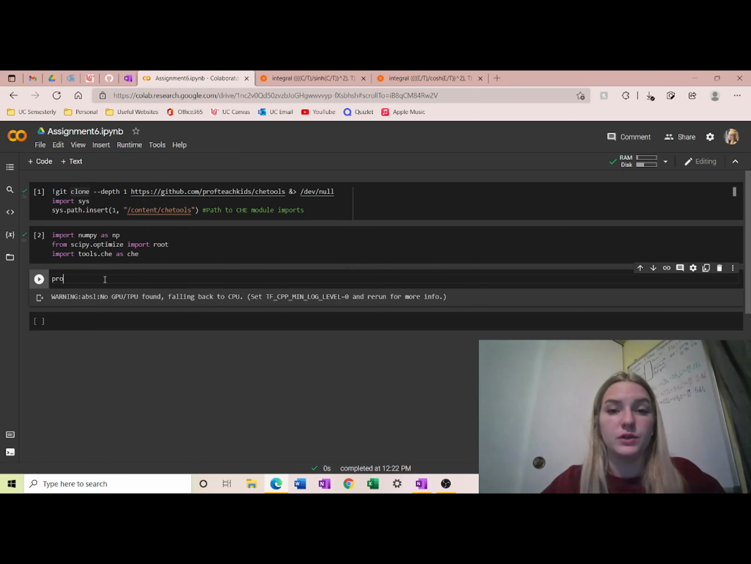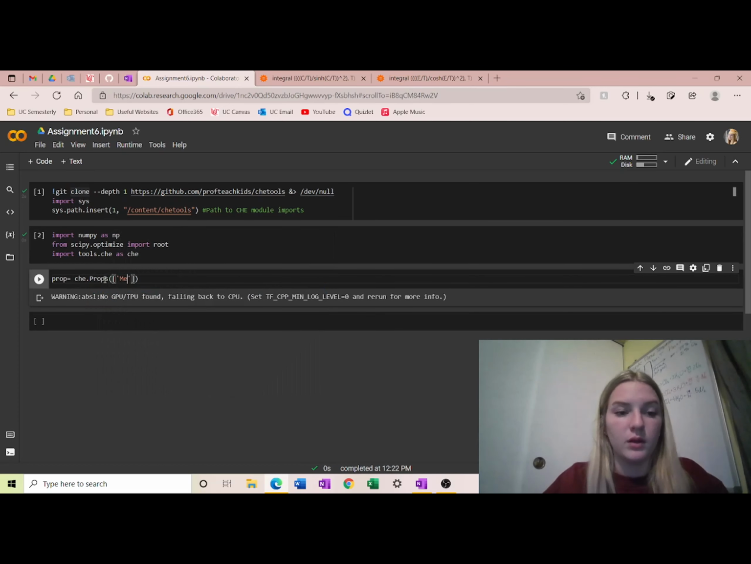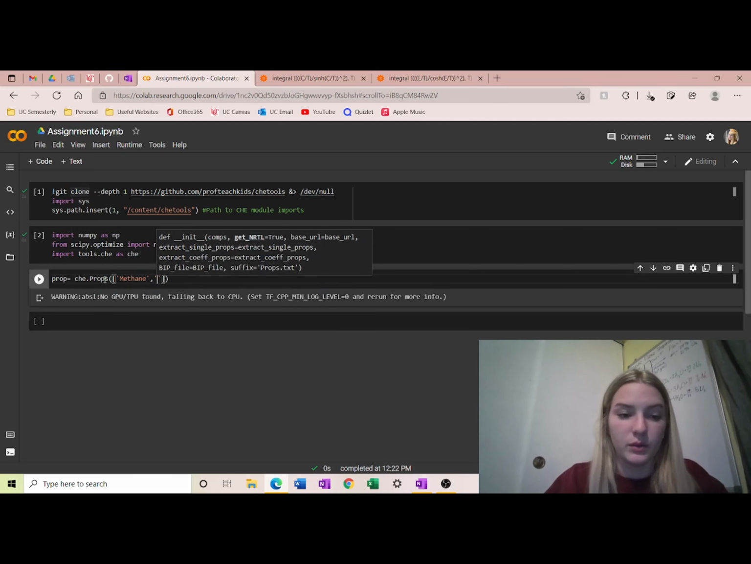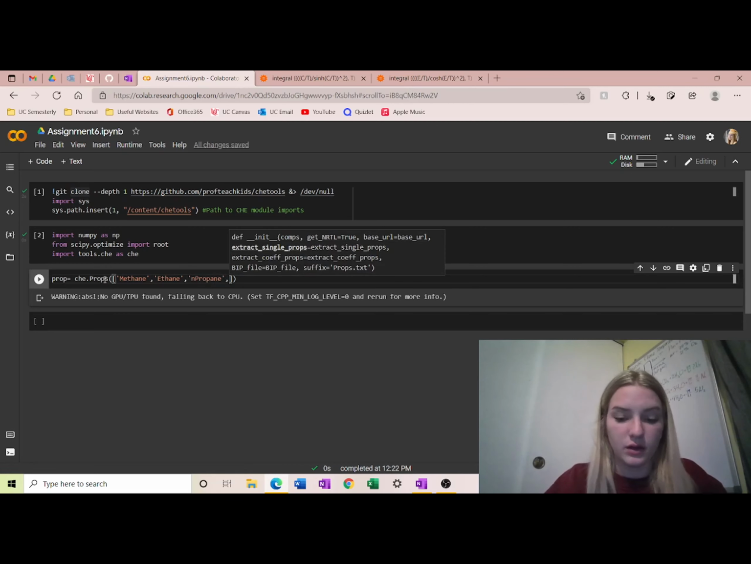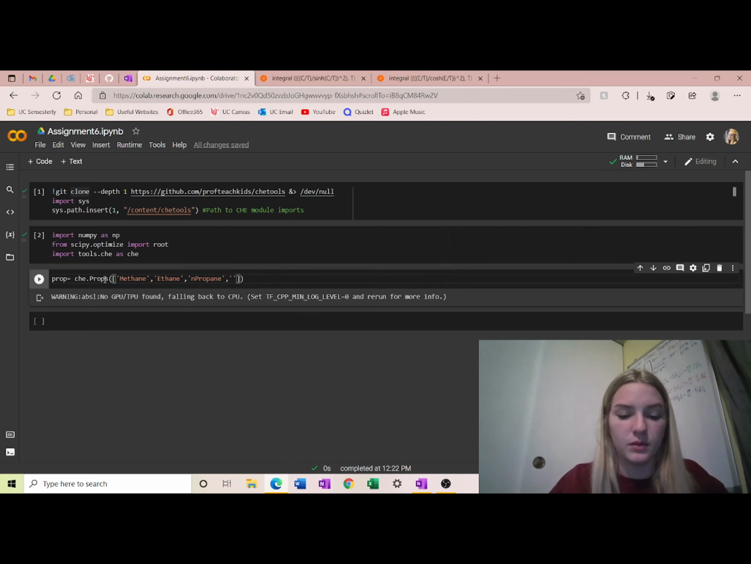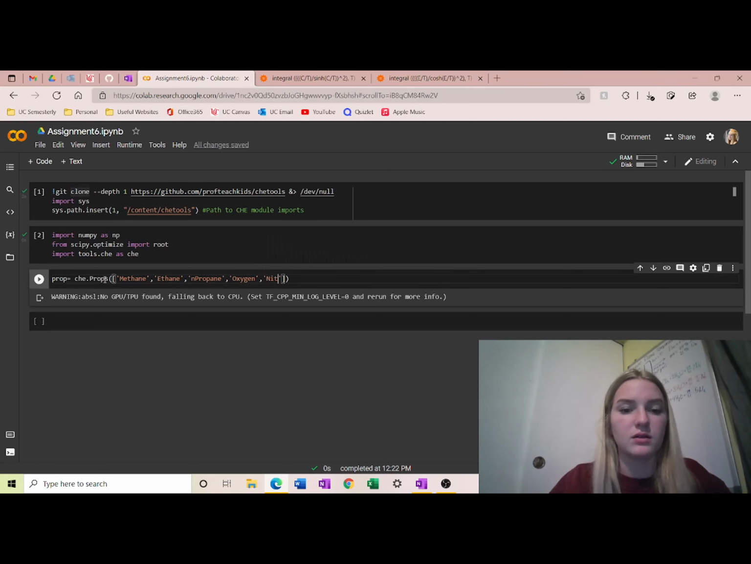Now we are going to initialize our prop, and we are going to set this equal to che.props, and we are going to pull methane, ethane, n-propane, oxygen, we're also going to pull nitrogen, carbon dioxide, and water is going to be our last one.